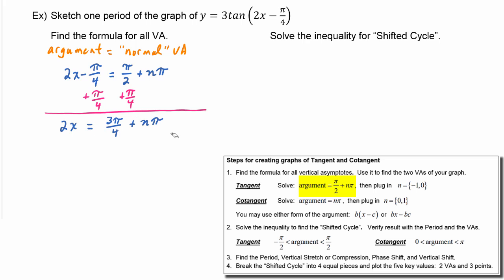My recommendation is to get the common denominator of the right-hand side, so we'll leave the left-hand side alone for right now. The common denominator on the right-hand side is 4. We would have to multiply the n pi times 4 over 4, and the numerator becomes 3 pi plus 4n pi. Denominator is 4.